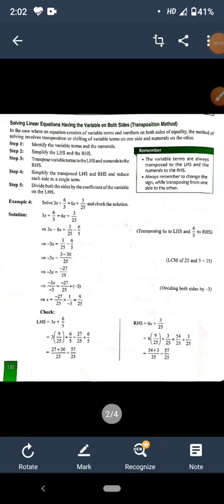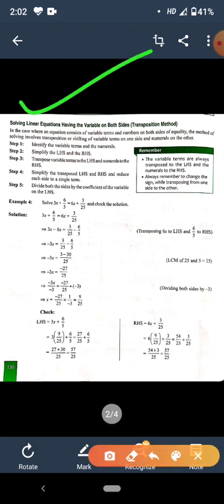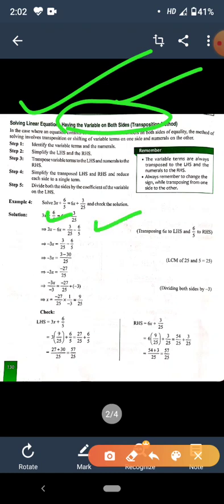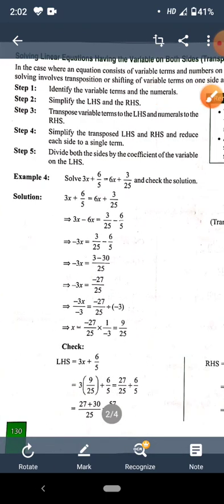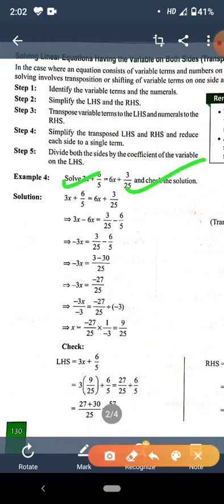As you know, we are discussing chapter number 8, that is linear equations in one variable. So today we are going to discuss the next exercise, and the topic is solving linear equations having the variables on both sides. This time you will have the equation, as you can see in this example number 4, where variables will be on both sides.